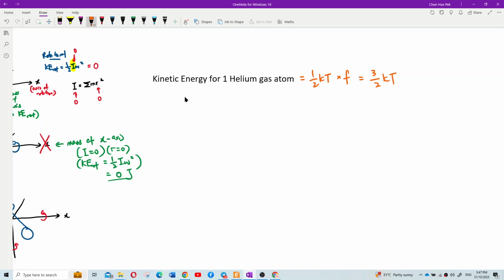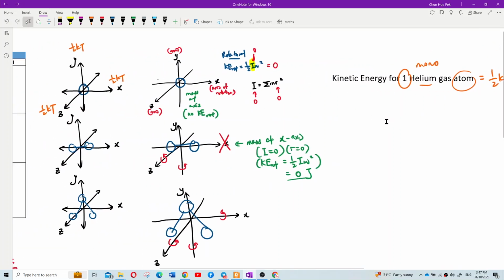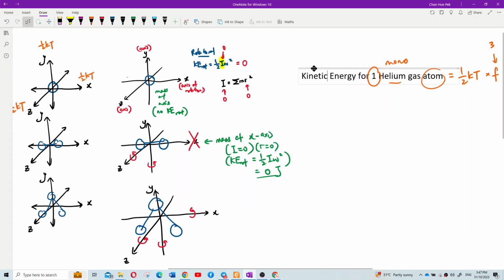That's it. That means that this is 3. Understand? So easy, class. This is only for one atom. Remember, this is only for one atom, for helium. Helium is monoatomic. 3 over 2 kT, you got the formula. You put in the temperature, you got the kinetic energy for one helium atom.